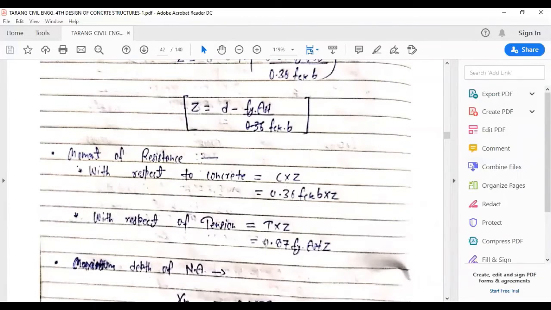So next is moment of resistance. Moment of resistance with respect to concrete is given by compression force multiplied by lever arm. So which is again 0.36 FCK into b into z. Z is lever arm. And with respect to tension, the moment of resistance is given by 0.87 Fy Ast into z. Note it here, it is bx, because this expression 0.36 FCK bx is taken from the previous equation on the previous page.